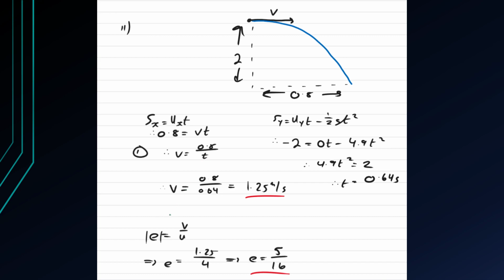Therefore, if you take this down to the magnitude form of the coefficient of restitution, you get that E is final velocity over initial velocity, 1.25 over 4, which when simplified gives a coefficient of restitution of 5/16.